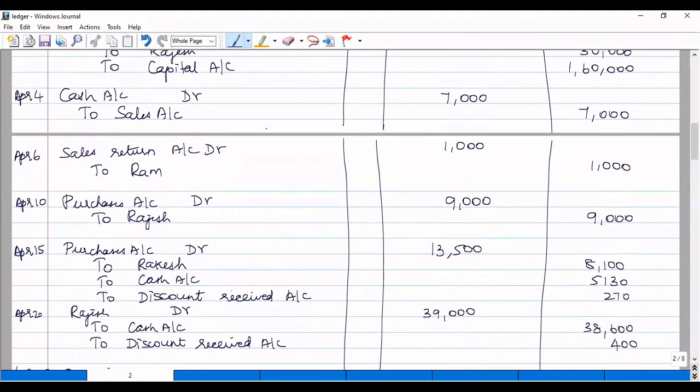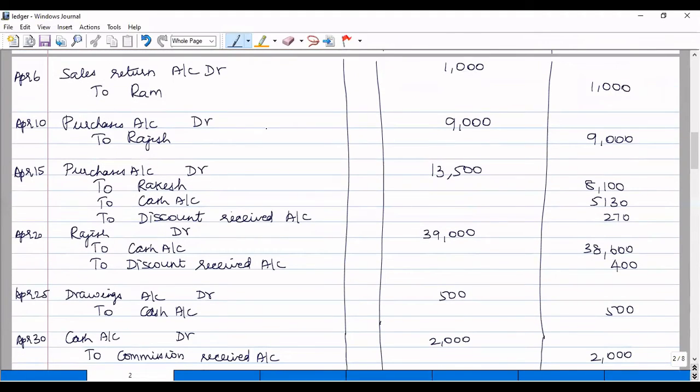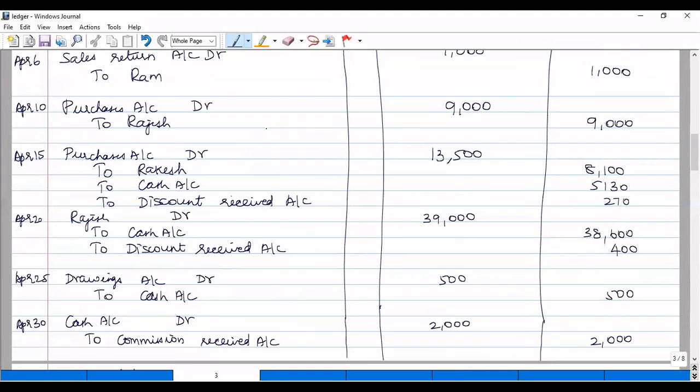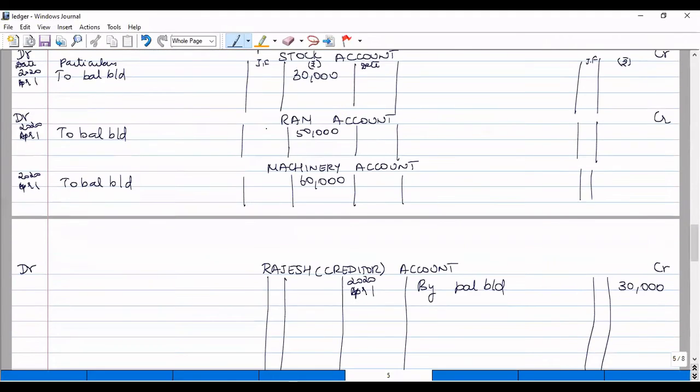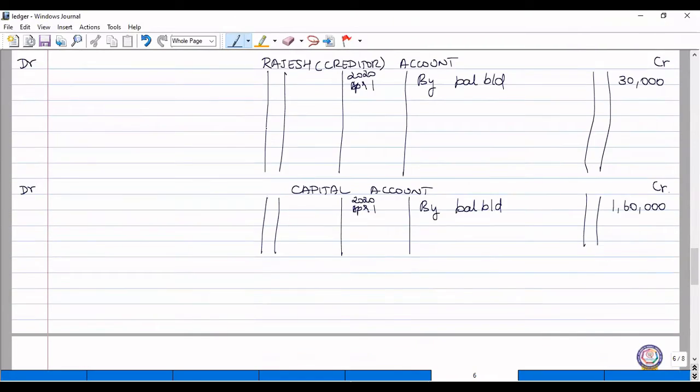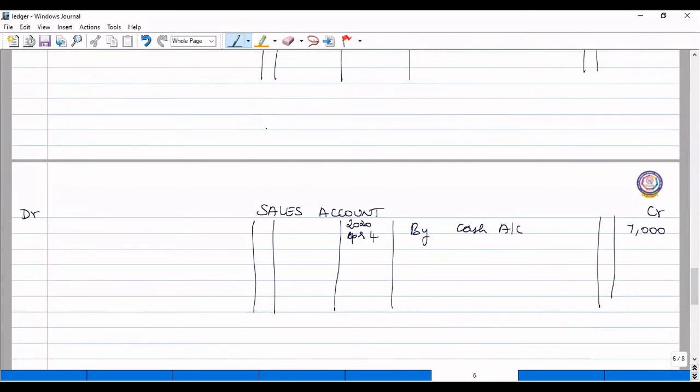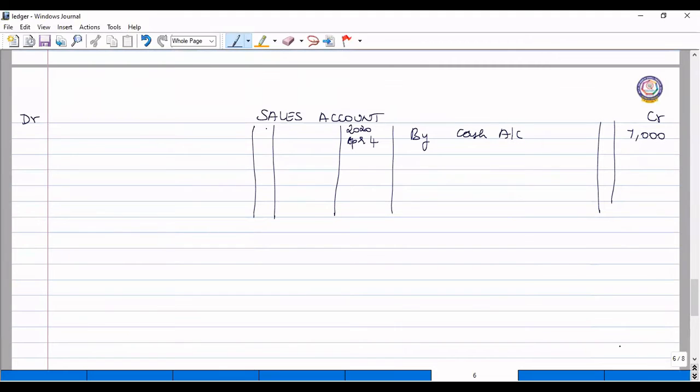On April 6th, we had sales return from Ram. Okay. Now coming to the debit item, we do not have that account opened. So we will open sales return account. Okay. Sales return account. We have an item to be debited. We have debited sales return, isn't it?